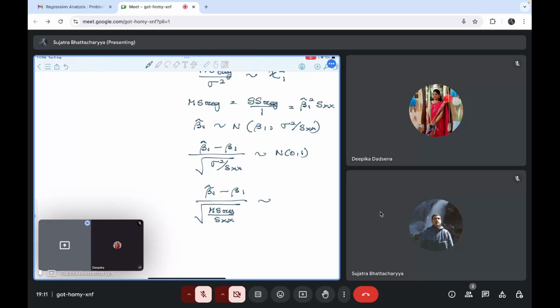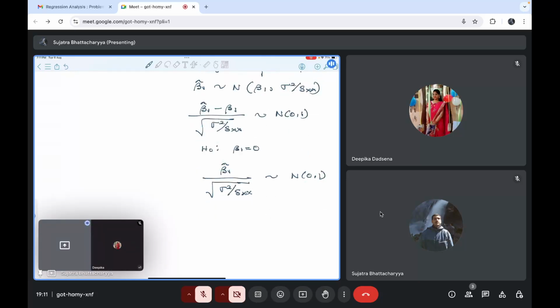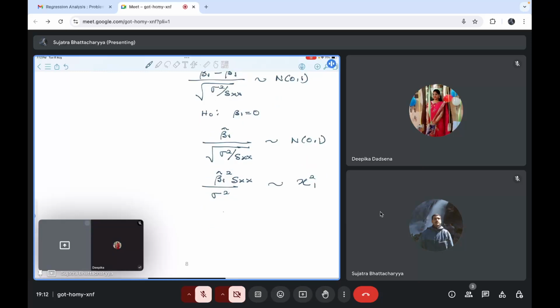But the problem is that now, or just a minute, not this. I have gone one step ahead here. Let us just fix it here. Apply the condition of H naught. What is that? Beta 1 is equal to 0. If beta 1 is equal to 0, then what does it become? Beta 1 hat divided by root of sigma square by Sx. Right? This is normal 0, 1. I know that the square of normal 0, 1 is chi-square 1. So I square both sides. So it becomes beta 1 hat square divided by sigma square into Sx. This becomes chi-square 1. Why? Because normal 0, 1 whole square is a chi-square 1 distribution. What is this? I know this is MS regression divided by sigma square. That's why it is called the chi-square 1 distribution. So this is how we can show it.